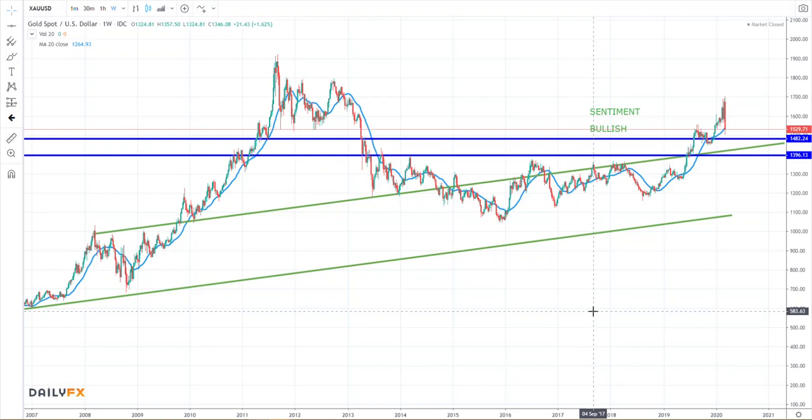This is your gold versus the US dollar weekly analysis, gold price analysis. The date is March 15th, 2020.